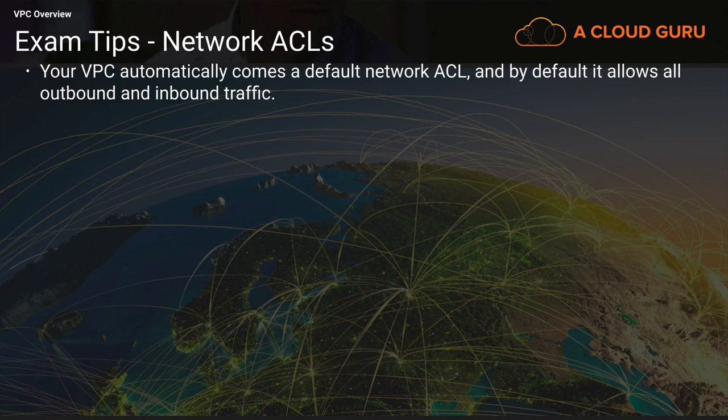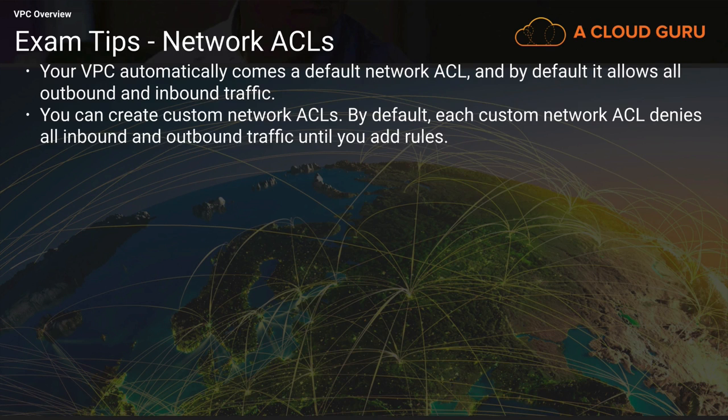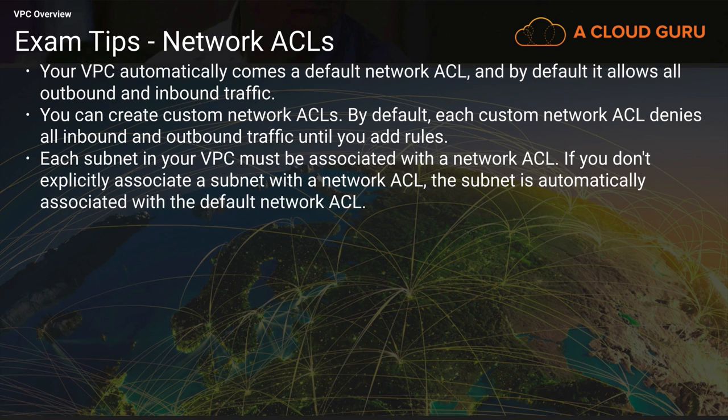Moving on to network access control lists. Your VPC automatically comes with a default network access control list, and by default it always allows all outbound and inbound traffic. You can then go and create your own custom network access control list. By default, each custom network access control list denies all outbound and inbound traffic until you go in and add your own rules.